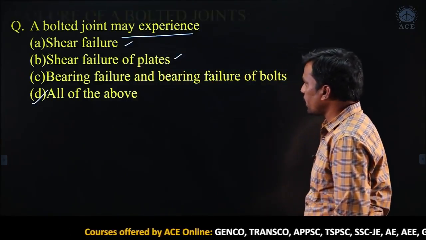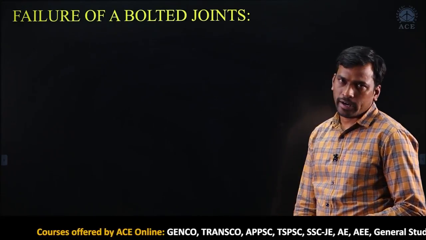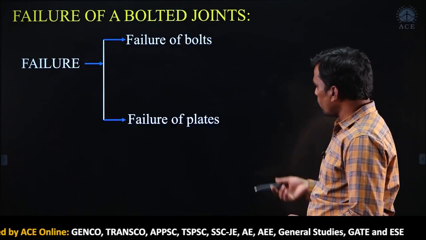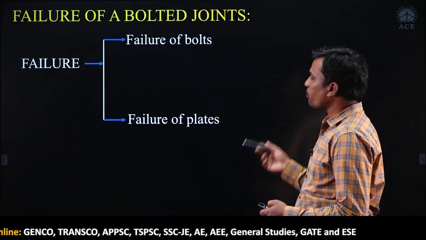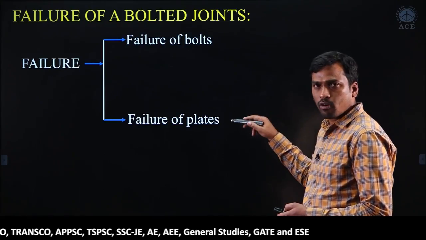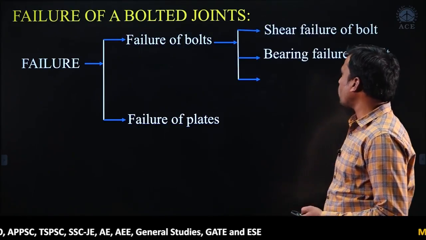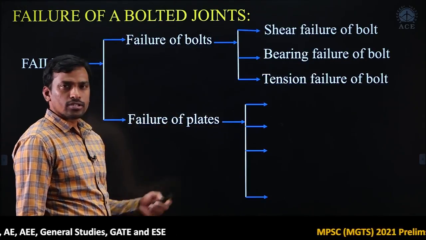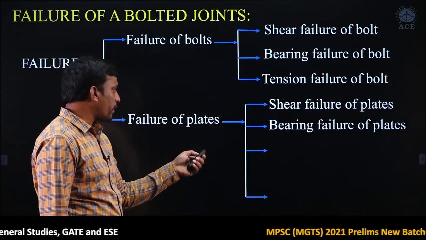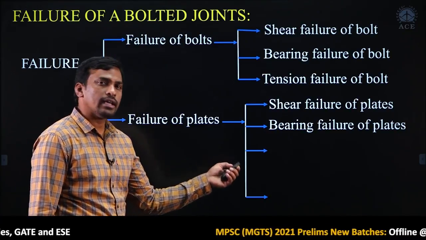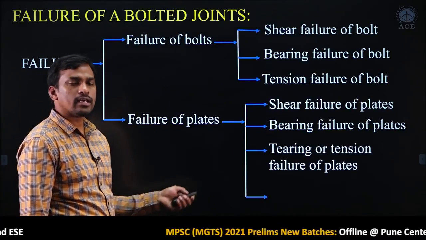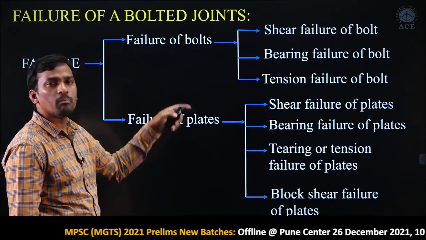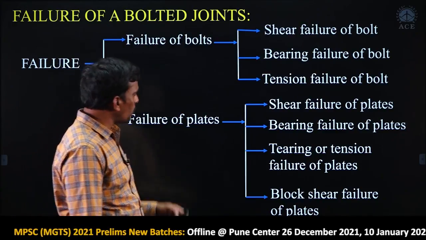If you see here, failure of bolted joints: failure of bolt and failure of plate. Failures of bolts are shear failure, bearing failure and tension failure of bolt. Plate failures are shear failure of plate, bearing failure of plate, tension or tearing failure of plate, and the last one is block shear failure of plate. So these are the types of failures in a bolted joint. Note down please.